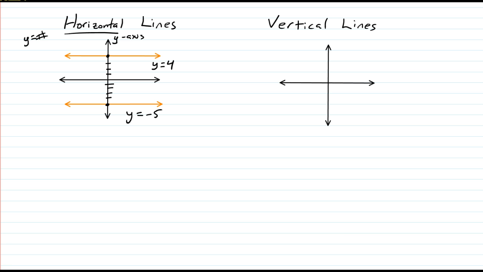Now a vertical line, you can see, always touches the x-axis. So this one would be x equals 3. This one would be x equals -5. So a vertical line always has x equals some type of number.